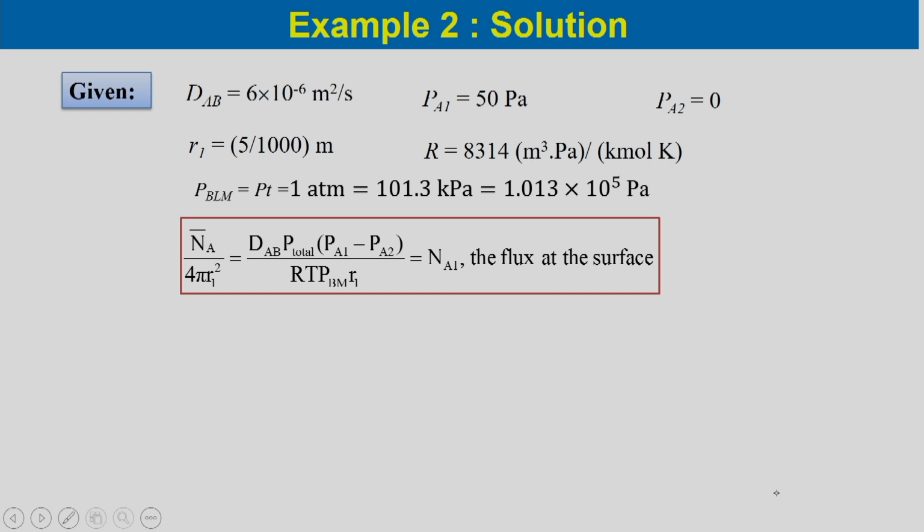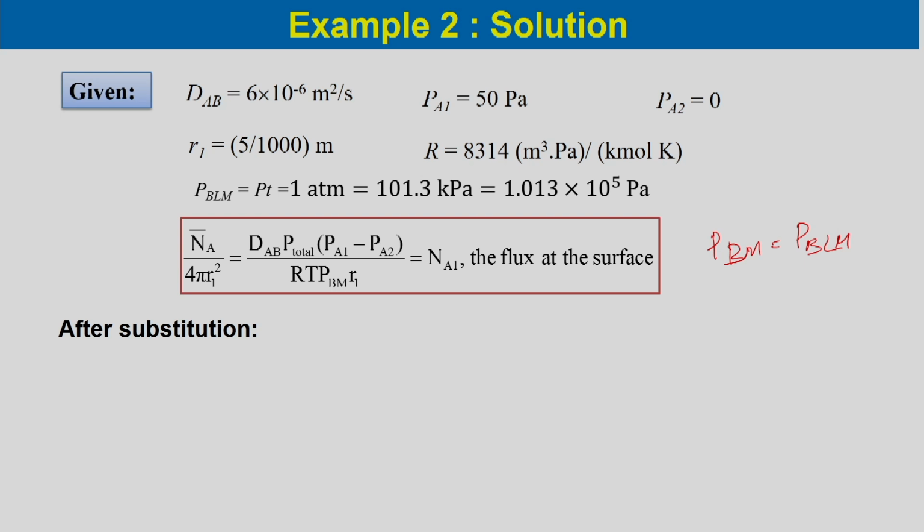We know for the spherical surface, NA cap or NA bar divided by 4 pi r R1 square is equal to DAB P total into (PA1 minus PA2) divided by RT PBM R1. Here PBM is PBLM, the log mean partial pressure difference, which is equal to NA1, the flux at the surface.